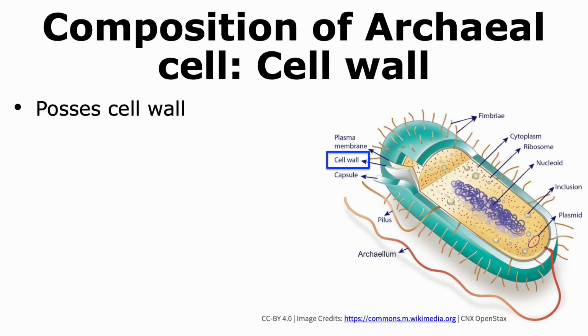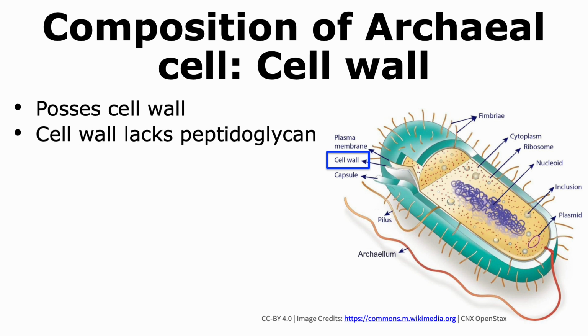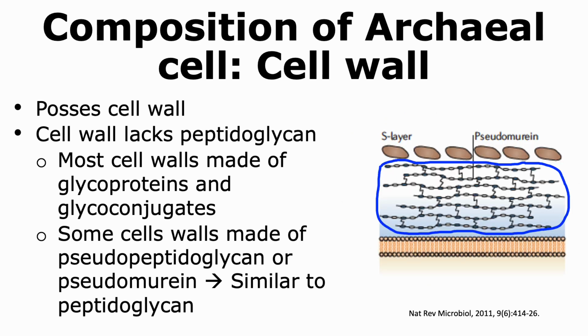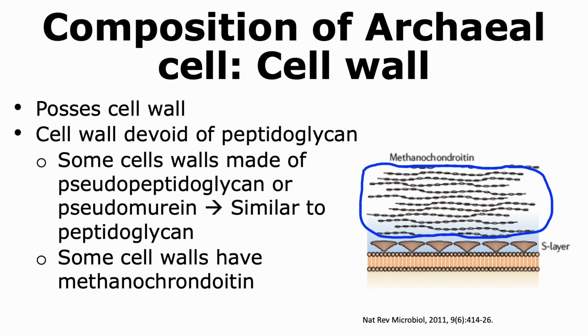A cell wall is commonly observed in archaeal cells. However, the cell wall is different in composition from bacterial cells because it lacks peptidoglycan. Most archaeal cell walls are made up of glycoproteins and glycoconjugates. In the case of some archaea, they may have a cell wall that has pseudopeptidoglycan or pseudomurein, which is similar to peptidoglycan. Some archaeal cell walls have methanochondroitin instead of pseudomurein or pseudopeptidoglycan. This is also a polymeric substance and is similar to a component found in the cartilage of animals.